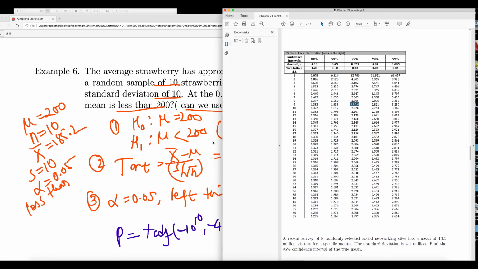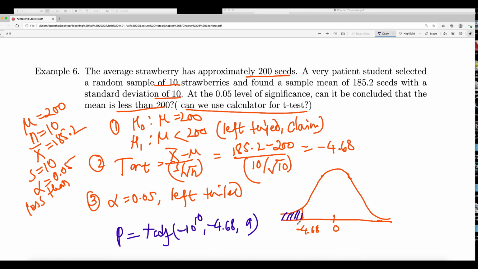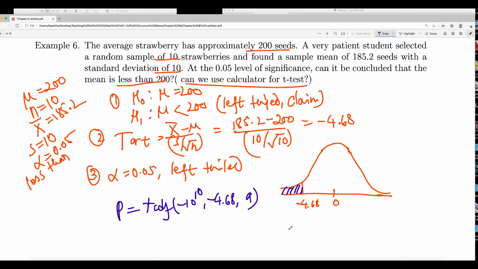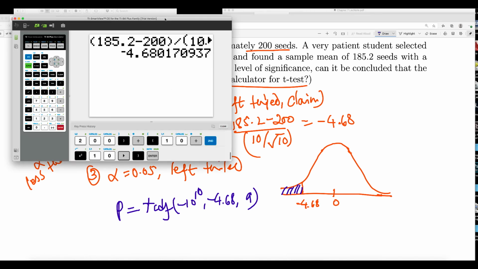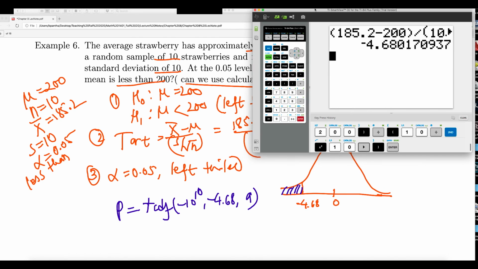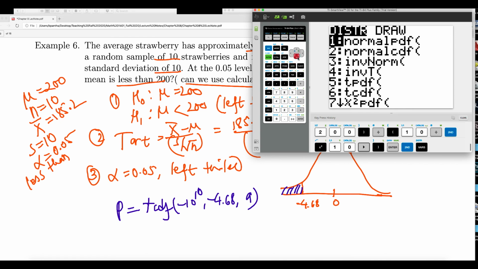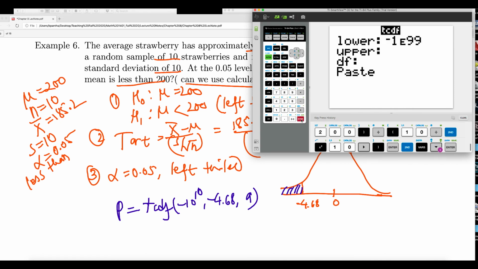That's what you get. Since this is the negative, you need to find the area. Your calculator has tcdf, so you don't have to use the table for that. Let us find the area, because your calculator has that. Go to second, vars, tcdf.